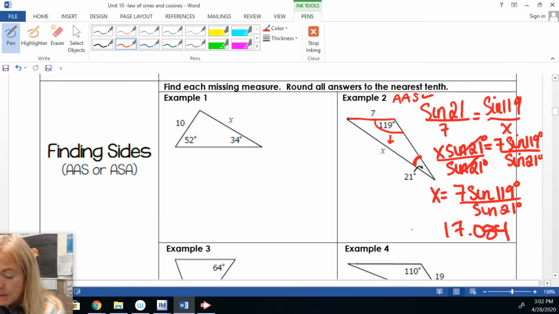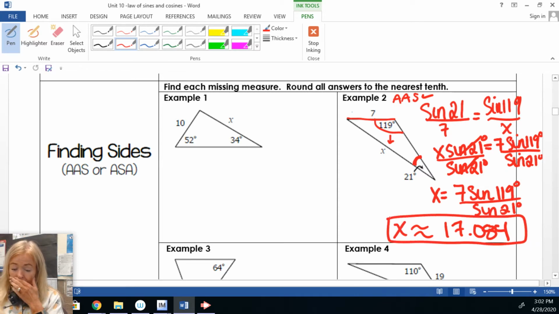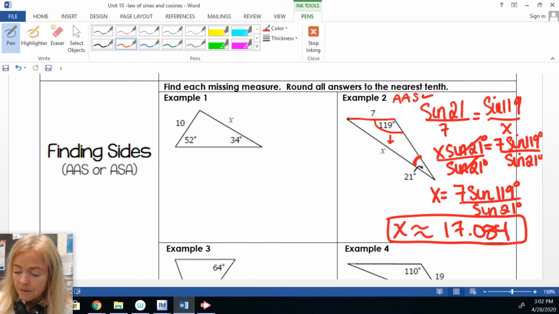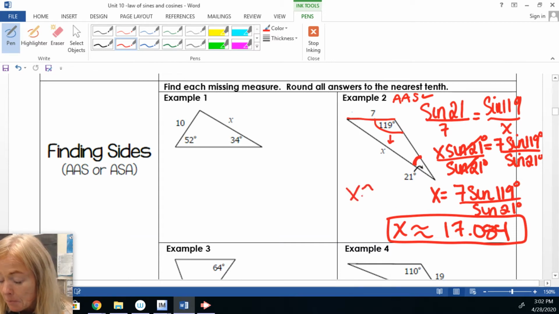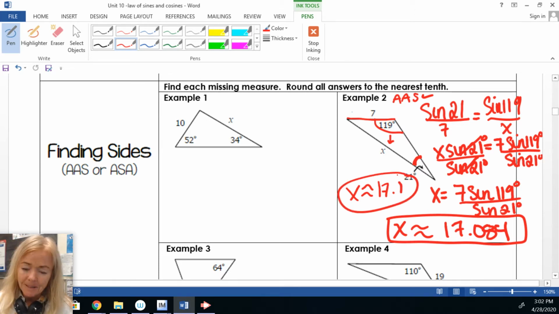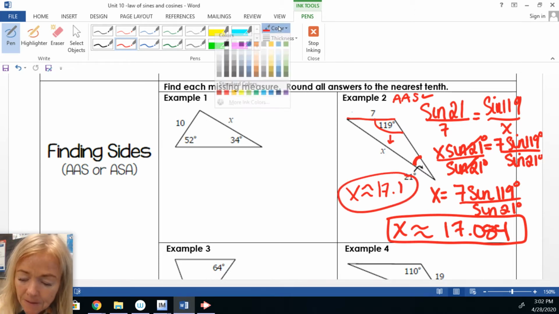All right, that's approximately what x will be. You had to approximate because you rounded. All right, and that's what we do. How exciting is that? That's going to give you x. It says to the nearest tenth, so it would actually be 17.1, approximately.